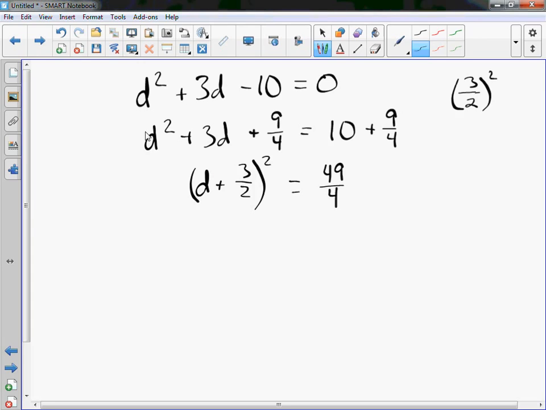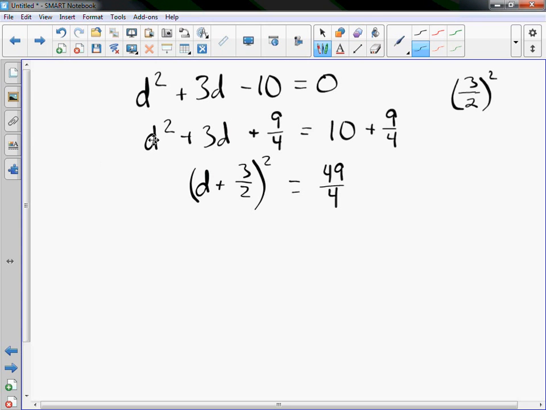Okay, and if you want to check this, D plus 3/2 times D plus 3/2, all you have to do is FOIL that. Okay, D times D is D squared. 3/2 times D plus 3/2 times D is what? 6/2, which is 3 D's. And then 3/2 times 3/2 is 9/4. So that does work. Okay, so that's how we check that.